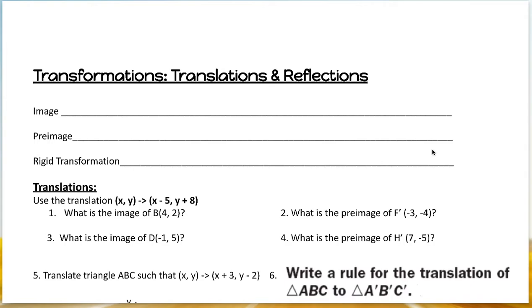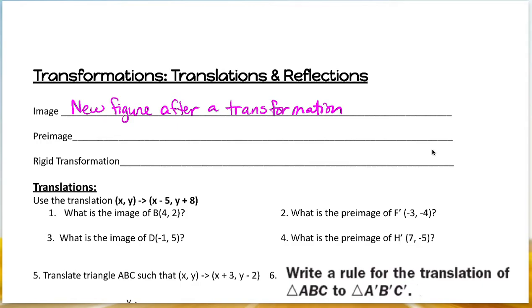So let's start by looking at translations. We have a couple of key words first, and the first one is image. The image of a figure is the new figure after a transformation. So this could be after a reflection or a rotation or a dilation, just any of them. You have an original figure and a new figure.